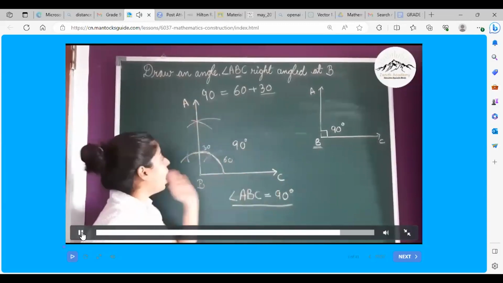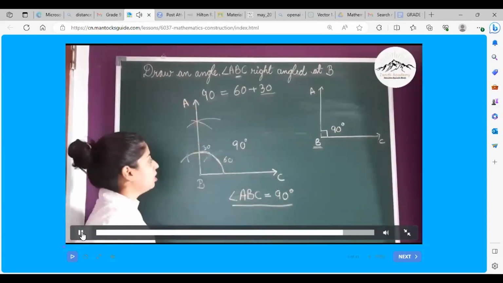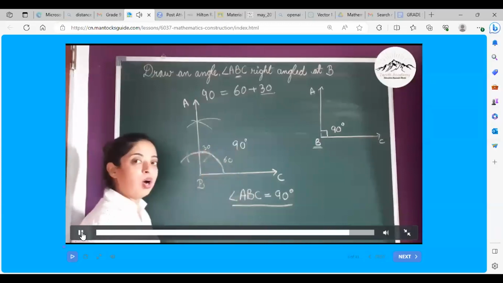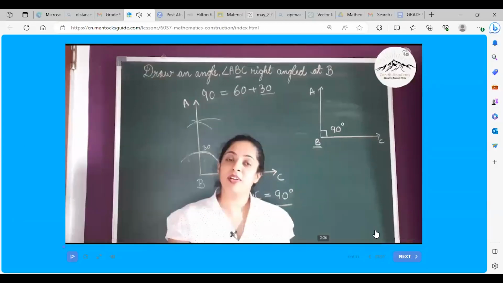So I hope you have understood how to draw a 90 degree and why we draw like this. Okay, so I have told you the reason also. This is 60 plus 30, 90, and how to draw a 90.